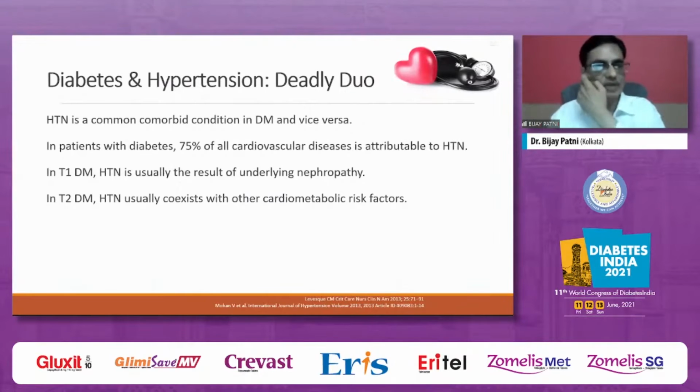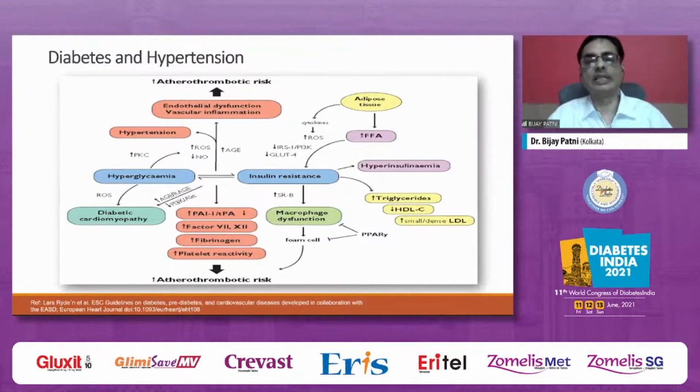All of us are aware that the deadly duo of diabetes and hypertension is the commonest comorbid condition in diabetes and vice versa. In patients with diabetes, 75% of all cardiovascular disease is attributed to hypertension. In type 1 diabetes, hypertension is usually the result of underlying nephropathy, whereas in type 2 diabetes, hypertension usually coexists with other cardiometabolic risk factors. So this is where the problem lies.